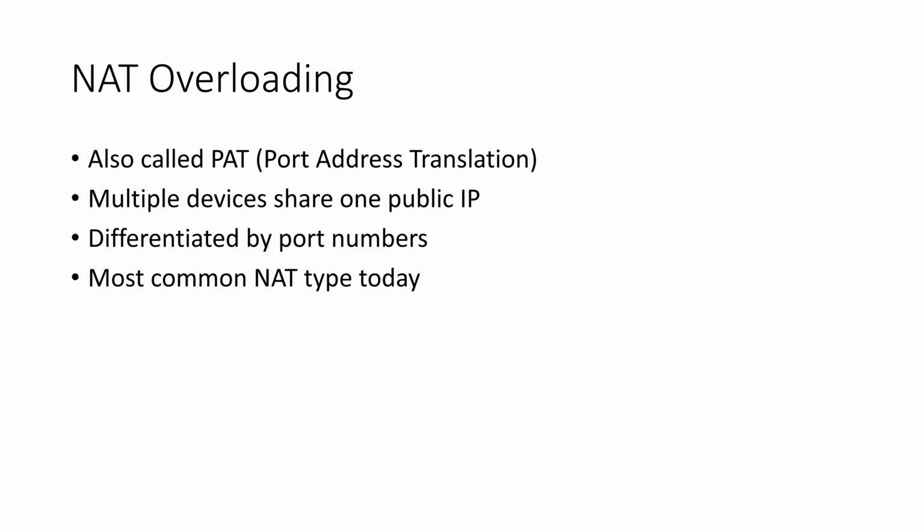When a device initiates a connection to the internet, the router assigns it a unique port number along with its public IP. This combination of public IP plus port is used to track the session. The router maintains a translation table, so when a response comes back, it knows exactly which internal device and port to forward it to. This method is incredibly efficient, and it's used in almost every home and office network that connects to the internet through a single public IP.